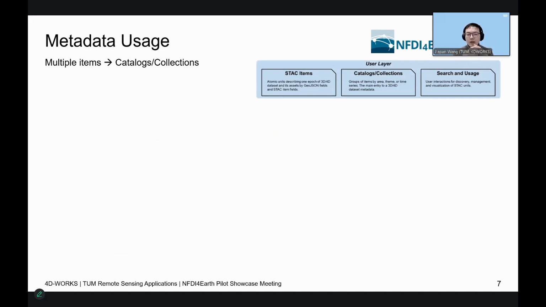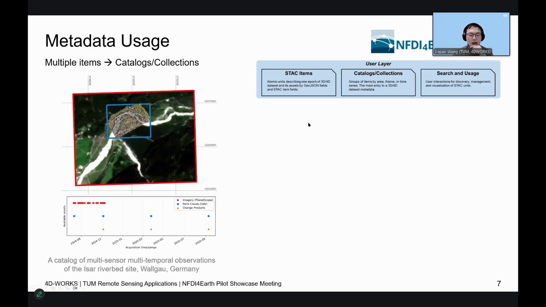And when the users or the researchers have multiple items from different sources, different times, it's possible to assemble all of these individual atomic STAC items and integrate them into collections or catalogs. For example, I show an example of a multi-source, multi-temporal catalog. This catalog integrates the PlanetScope imageries and also point clouds from UAV photogrammetry and also the derived change point clouds into one unified timeline.